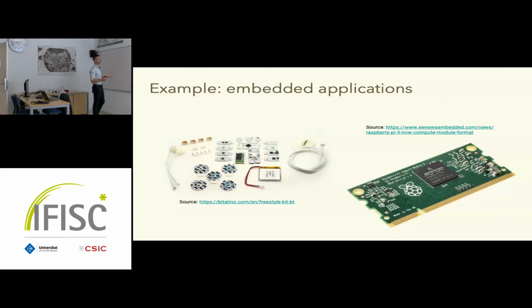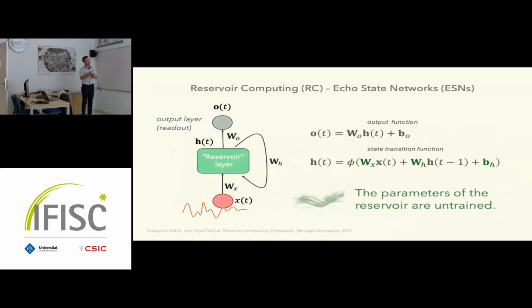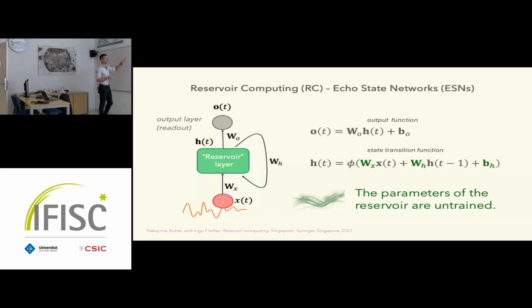Where not only you want to do inference, but maybe you also want to do learning, right? Not only inference can be done, but learning is more complicated. And so what we've seen over the years is this transition from the idea of vanilla recurrent neural networks, where all the weights are trained end-to-end by backpropagation, towards what is called reservoir computing and echo state networks, where now the stress and the focus is on the dynamical system perspective of the recurrent layer that is called the reservoir layer.